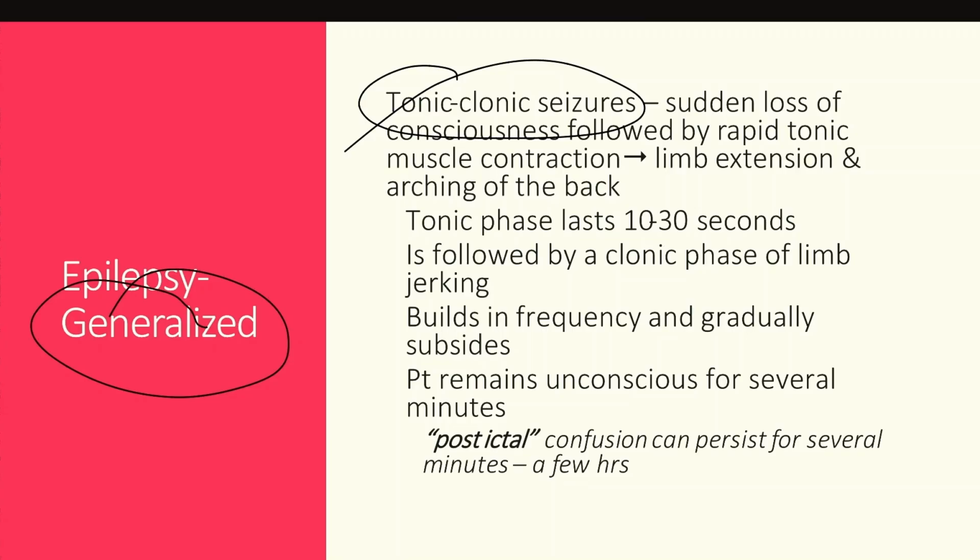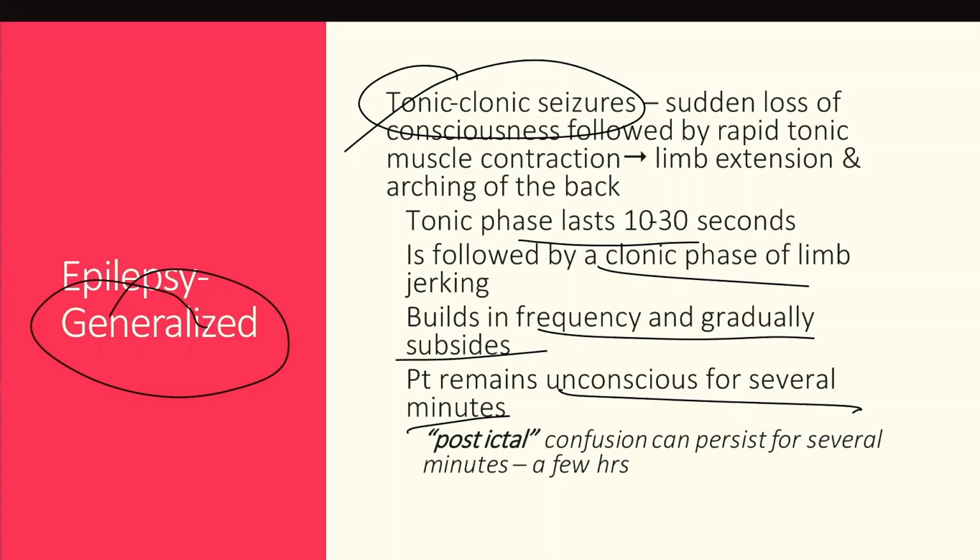Then they have rapid tonic muscle contraction, leg extension. They're totally frozen, they squeeze everything, and then they relax. That's the clonic phase. So the tonic phase can last 10 to 30 seconds. Then the clonic phase of limb jerking, then they may go back and forth. It builds in frequency, and then gradually subsides. The patient will remain unconscious for several minutes.